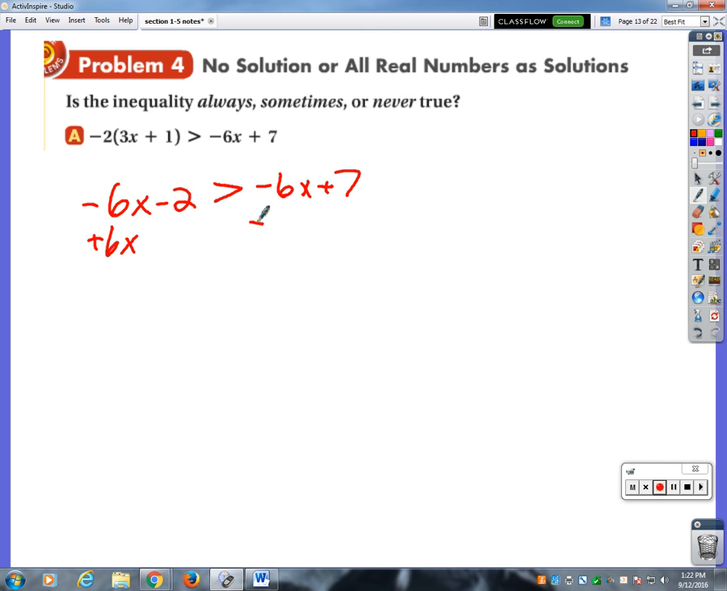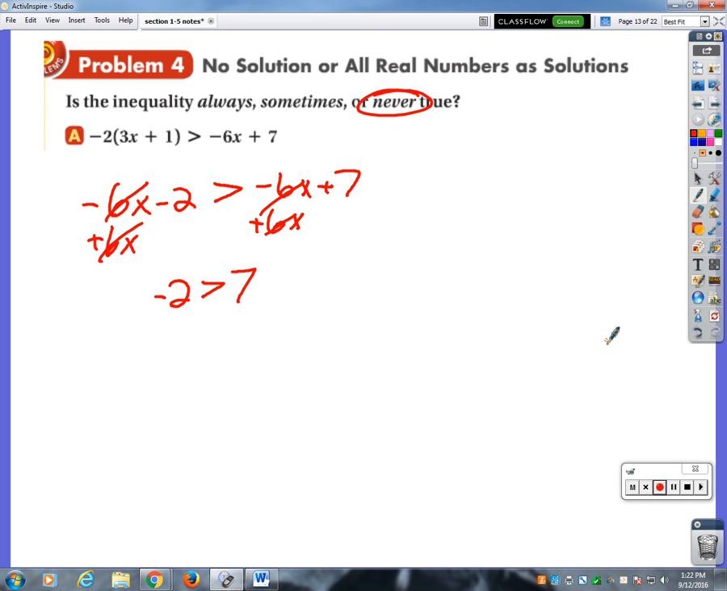I'm going to add 6x to both sides, and then what most of you have noticed is that since there's a negative 6x on both sides, those cancel. So that leaves me with negative 2 is greater than 7. Okay? Is that a true statement? No. How often is negative 2 greater than 7? Never. So since negative 2 is never greater than 7, that means negative 2 times 3x plus 1 is never greater than negative 6x plus 7.